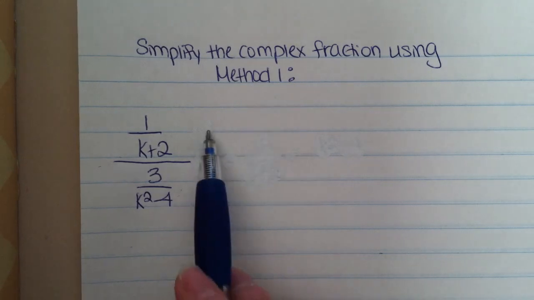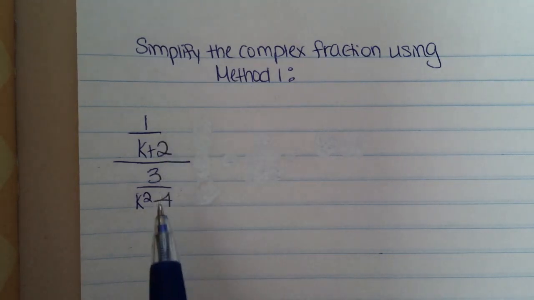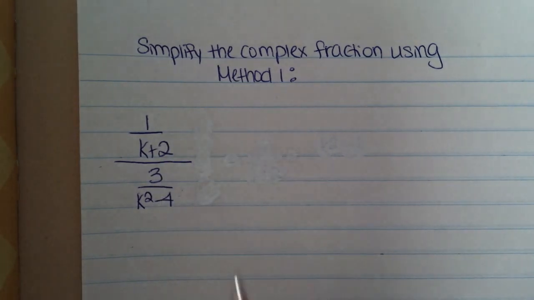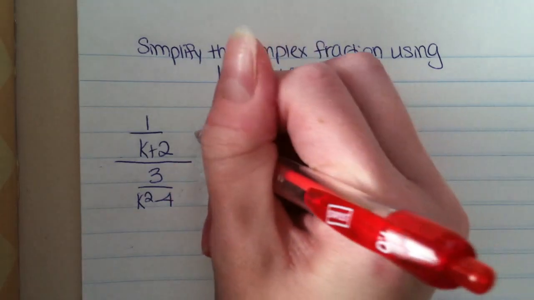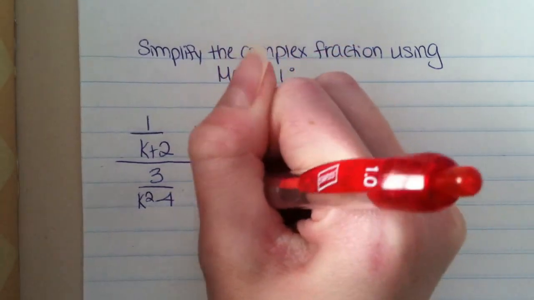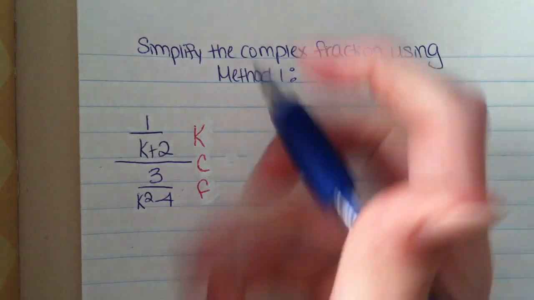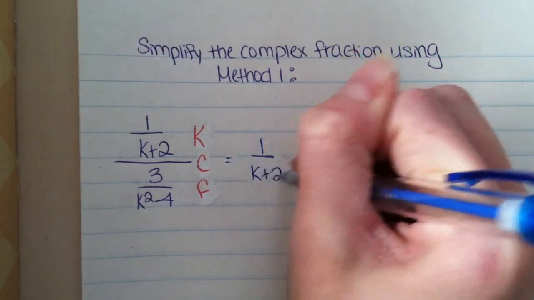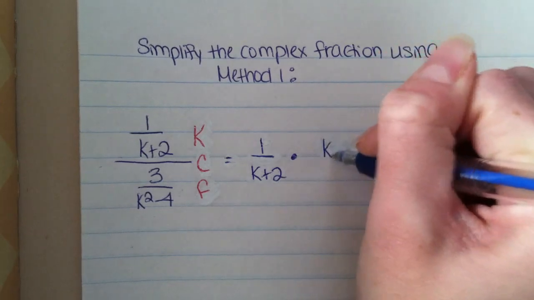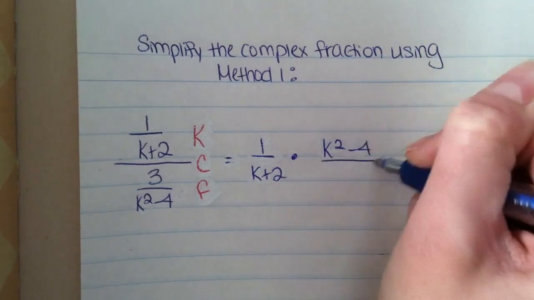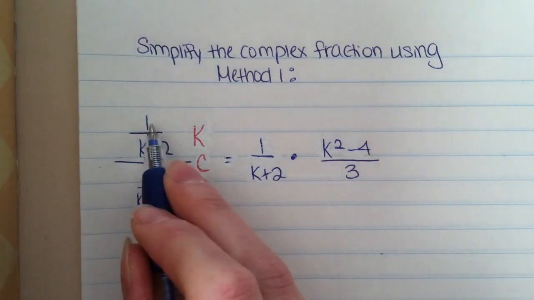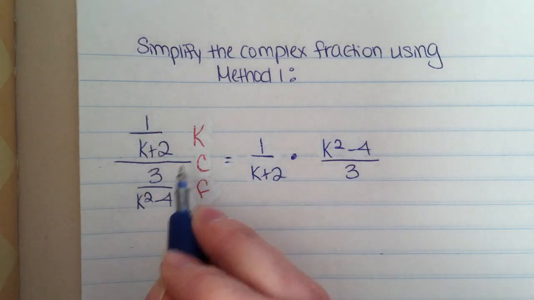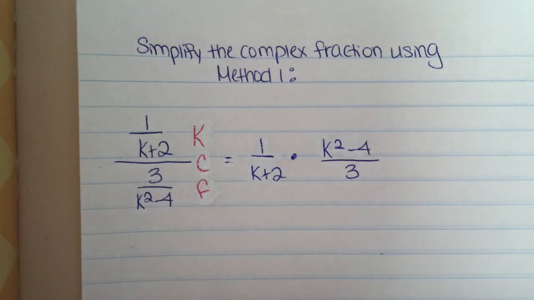Method 1 states that we do keep, change, flip. So since we already have single fractions in our numerator and our denominator, we're going to go straight to keep, change, flip. So that leaves us with 1 over k plus 2 times k squared minus 4 all over 3. Keep your first fraction, change to multiplication, flip your second fraction.